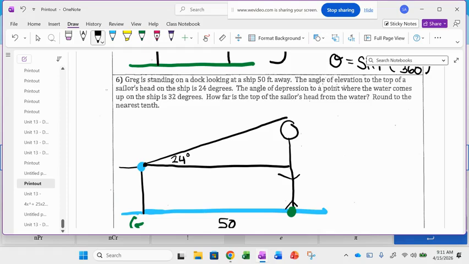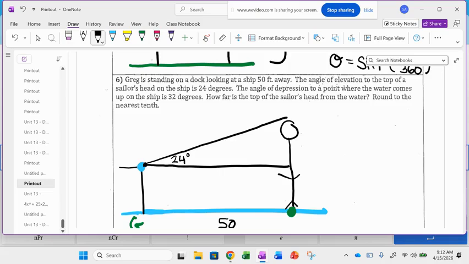All right, so the angle of elevation to the top of the sailor's head is 24 degrees. We got that. The angle of depression to the point where the water comes up on the ship is 32 degrees. Okay, now a lot of people think, how is it possible that the angle of elevation is coming from Greg, but now the angle of depression is also coming from Greg?